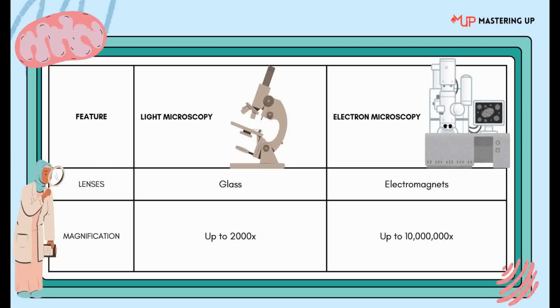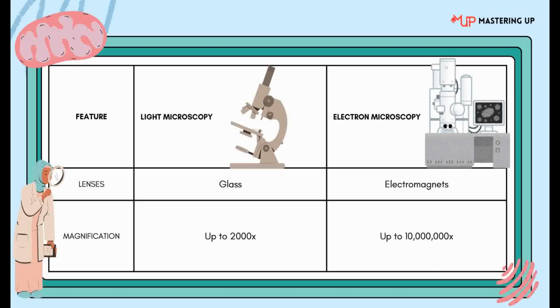Light microscopy and electron microscopy differ fundamentally in the type of lenses they use. In light microscopy, glass lenses are employed to bend and focus light, allowing us to magnify the image of a specimen. These lenses work by refracting light as it passes through them. This will enable us to see the objects that are otherwise too small for the naked eye.